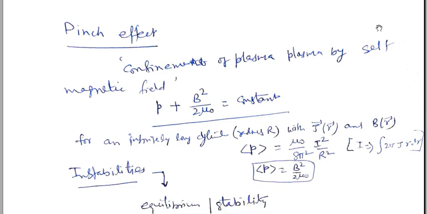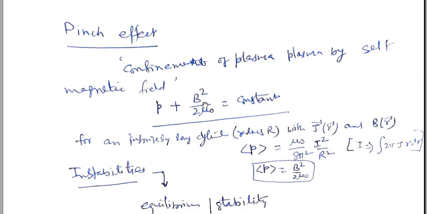I am going to discuss the pinch effect and instabilities in plasma. As we have seen in the previous video, the mechanical pressure P and the magnetic pressure B squared upon 2 mu 0 are related by this relation. This shows that apart from gravitational effect, any change in mechanical pressure P must be balanced by an opposite change in magnetic pressure.